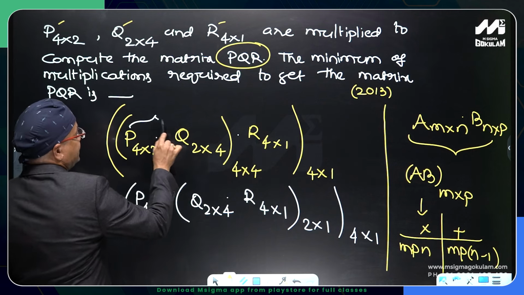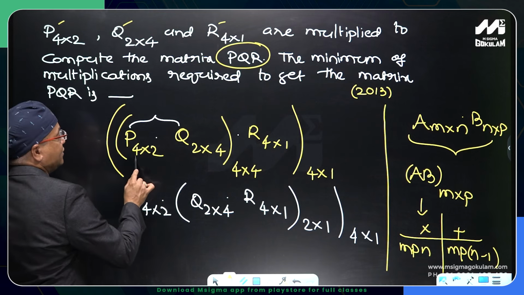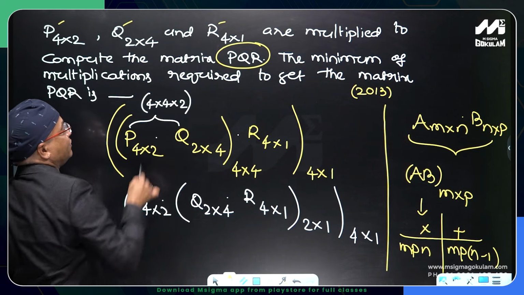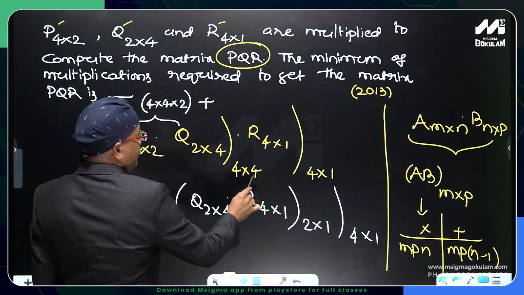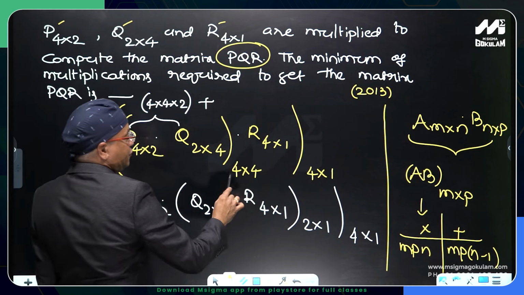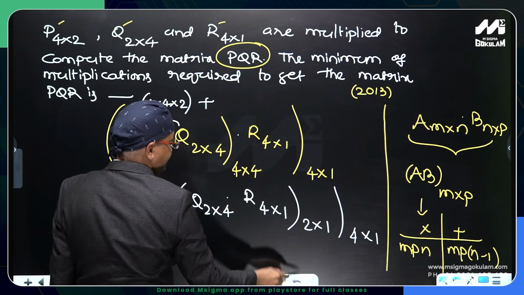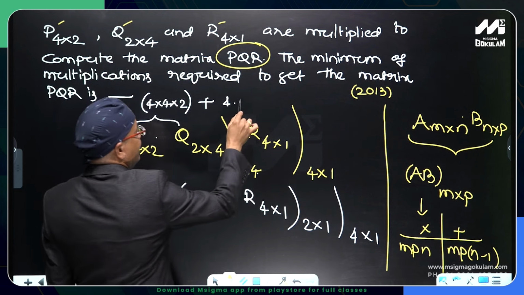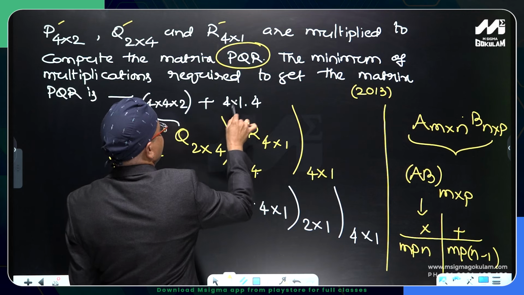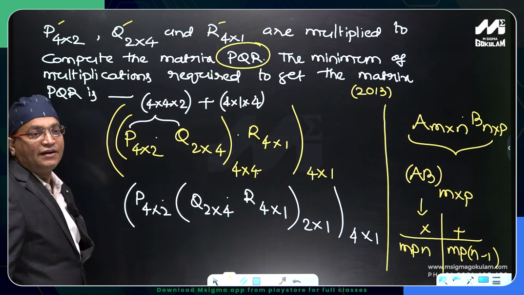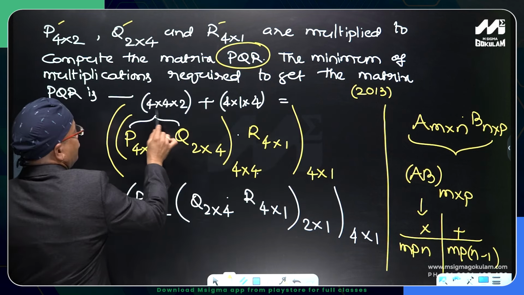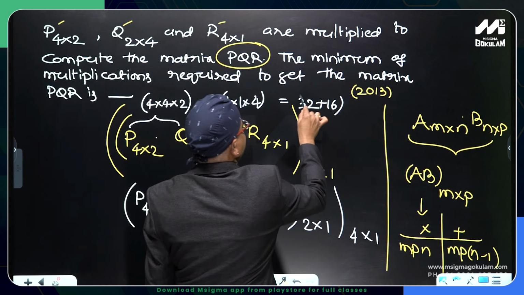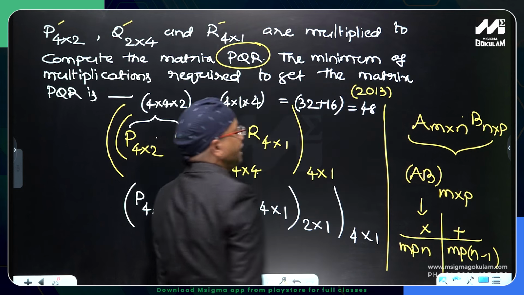If you multiply these two first, how many times multiplication, MP into N? 4 into 4 into 2. This many times multiplication is required. Plus 4 by 4 into 4 by 1. Now this PQ matrix is a 4 by 4. Now it is like M by N, N by P. M into P into N means 4 into 1 into 4. Is this step clear? Now, simplify. 4, 4, 16, 2, 32. 4 into 1 into 4, 16. So, in this process, if you multiply, it is 48 times we are using multiplication operation.